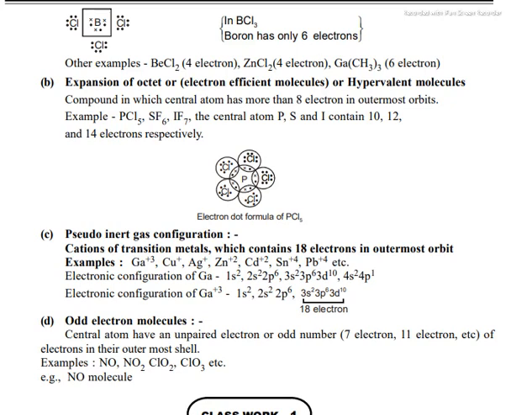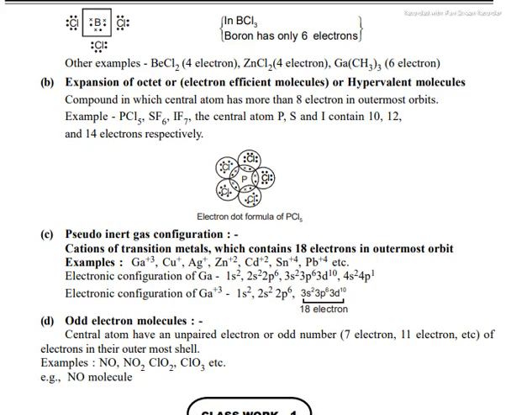And last but not the least, odd electron molecules. Some compounds have unpaired electrons in their outermost shell, like NO, NO2, ClO2, ClO3. These do not have an octet in their outermost shell, but they are still stable. So these were the limitations of the Lewis octet rule. These were not explained by Lewis.